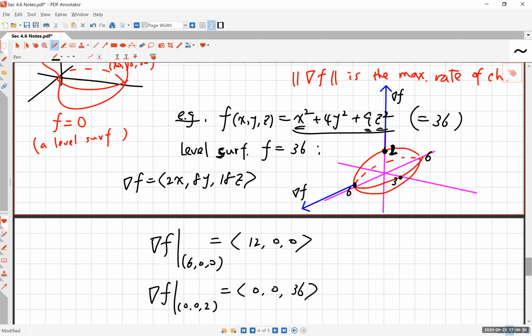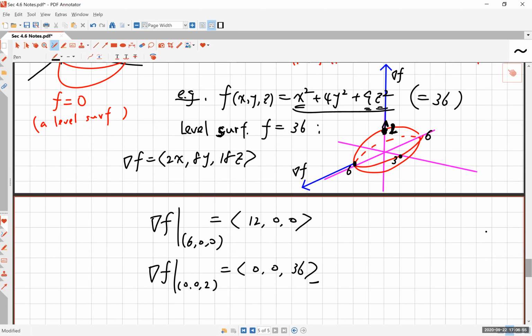And that means if you're standing right at this point 0, 0, 2, then the upward vertical direction is the direction of maximum rate of change, and the maximum rate of change at that point 0, 0, 2 would be 36, because that is the length of this vector. All right, so that's how you would interpret this.